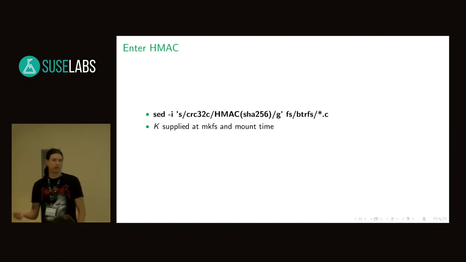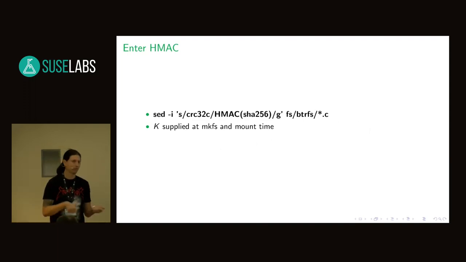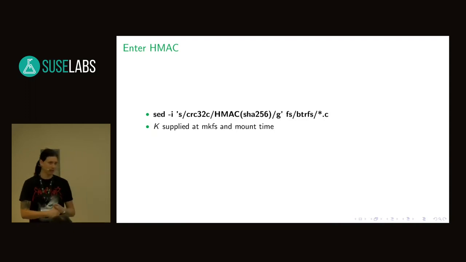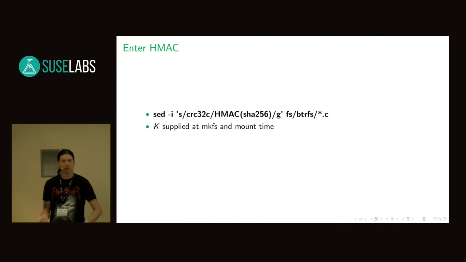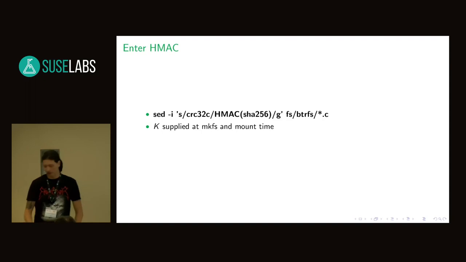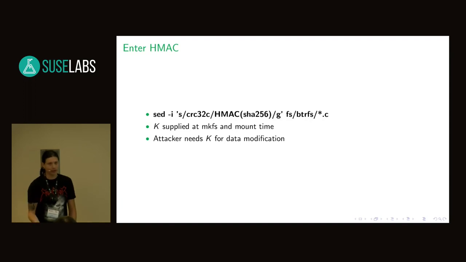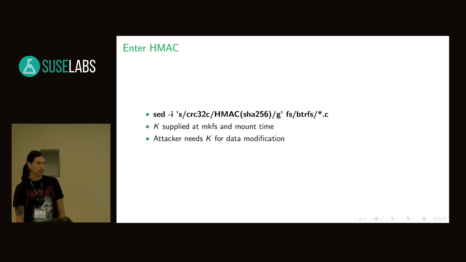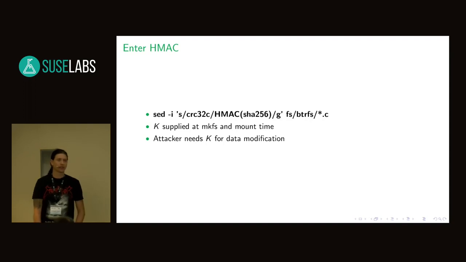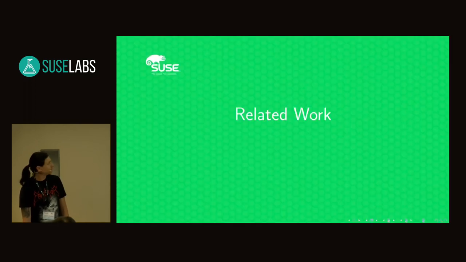So first of all, at file system creation time, we would need a key. When you run mkfs, you supply it the key, and then mkfs does all the HMAC calculations for all the file system structures. At mount time, of course, you need the key as well, unless it's read-only. And the attacker would need the key for any data modification to go unnoticed. I'm pretty fast.